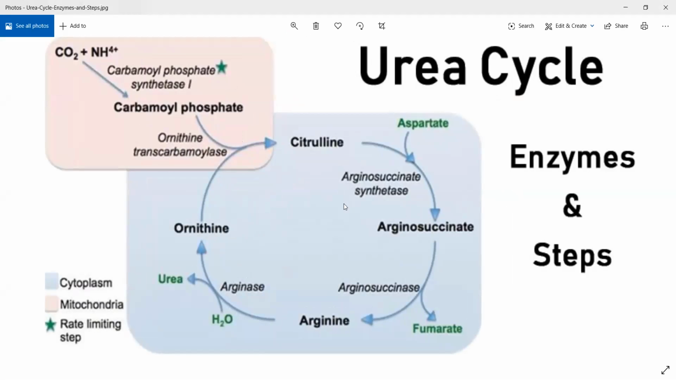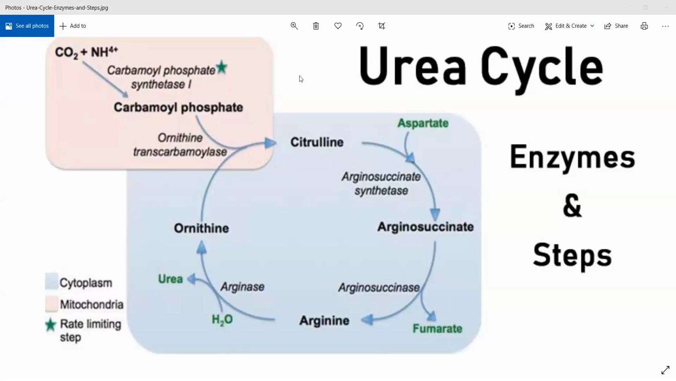The first step of the urea cycle is the synthesis of carbamyl phosphate, from carbon dioxide and ammonia. The second step is ornithine combining with carbamyl phosphate to form citrulline. I'm not sure whether you can see my cursor or not, but that is where it happens. Citrulline will get out of your mitochondria and continue the reaction, where it combines with aspartate.